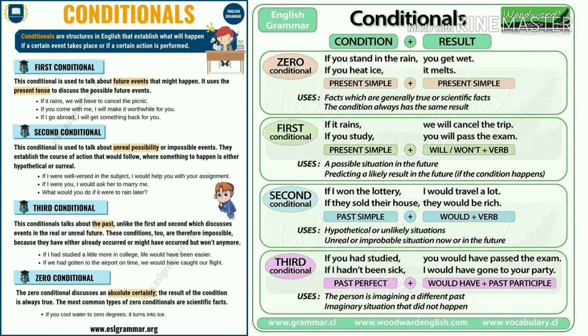These are some summaries I took from the internet, and I think they are very helpful in understanding conditional types. First, second, third, and zero conditionals. You can print them or you can copy them in your copybooks so you can remember them.